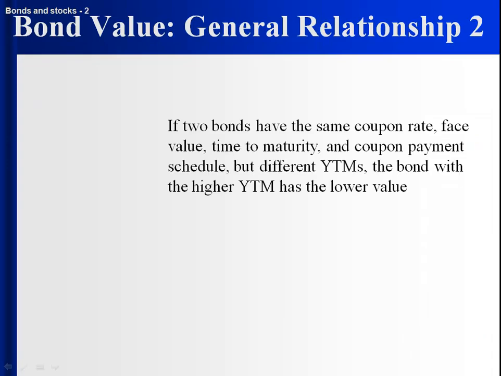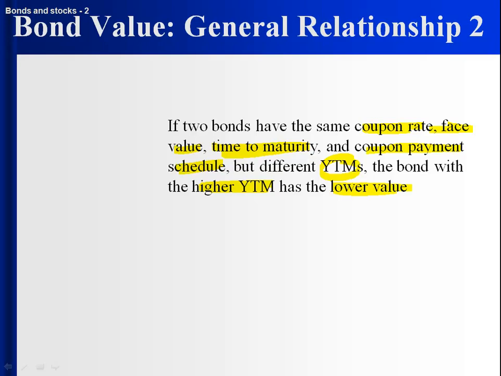Relationship 2. Basically, two bonds have the same expected cash flows. They have the same coupon rate, the same face value, so they're going to have the same coupons, same time to maturity, so they're going to be paying them at the same point in time, and at maturity they're going to pay the same face value, same coupon payment schedule, so there's no confusion. The checks all come at the same time, but they have different yields, different levels of risk. The bond with the higher yield, with the higher risk, has the lower value.